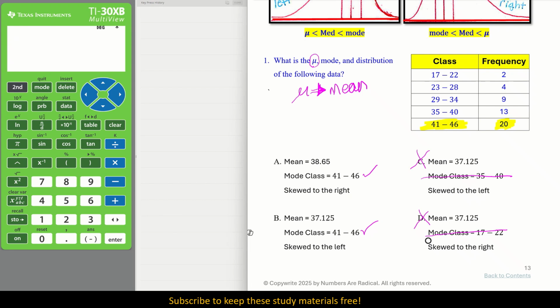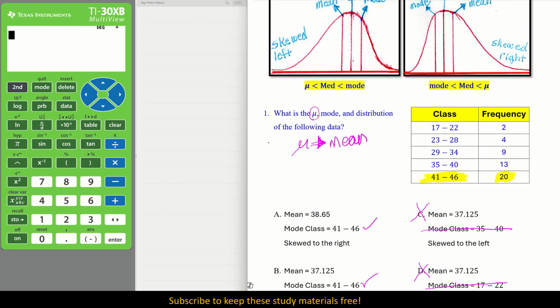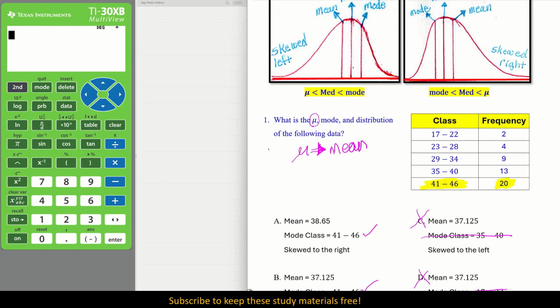Now let's take a look here. Well, is it skewed to the right or skewed to the left? Okay, now let's think about where our mode is. And let's go up and look at our images here. Well, mode is on the opposite end of your skew, your tail.